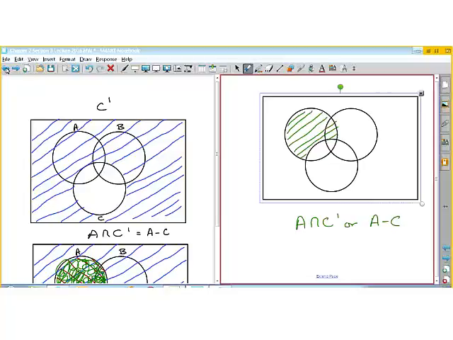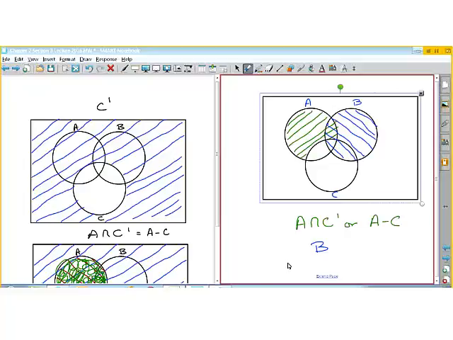Now B, set B, which is the other thing that we're doing here. There's B. We'll show that. This is A. This is B. This is C. So if I want to represent what's in set B, I'll just show it by blue lines that are going all across set B.